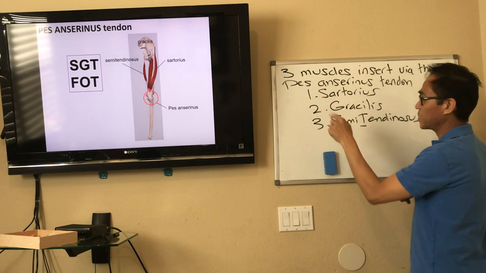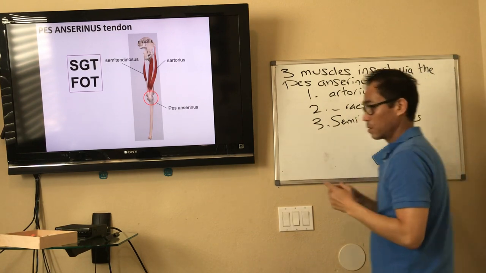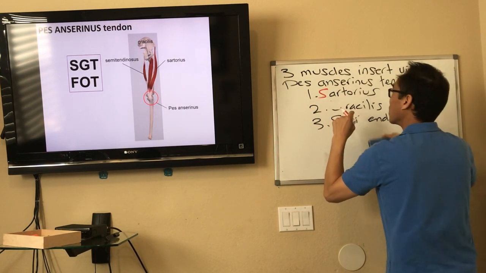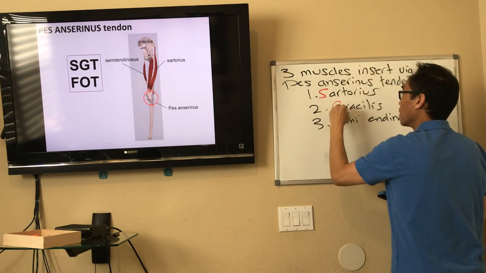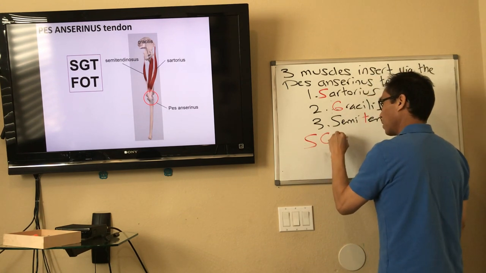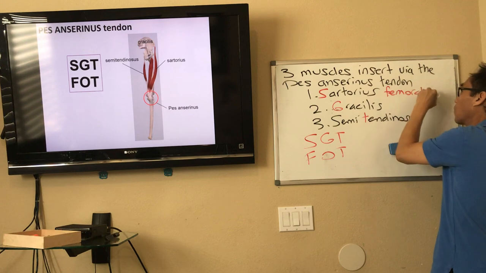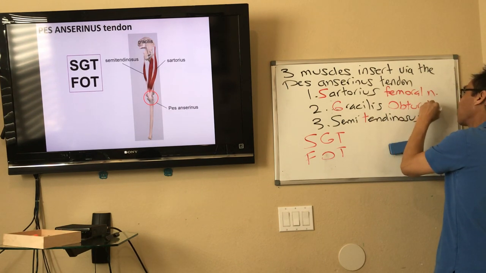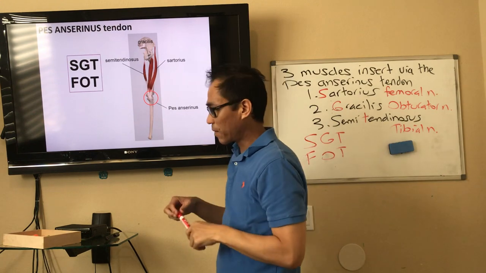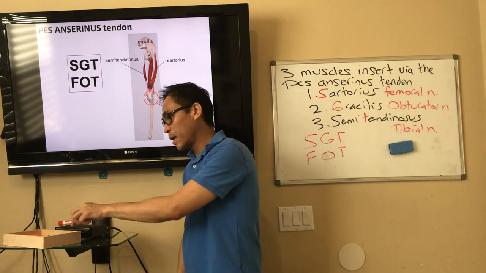So what I'll do is, the sergeant is SGT, maybe I'll use a different color. SGT for sergeant, FOT for foot: femoral nerve, obturator nerve, tibial nerve. Cool little anatomy fact there. They use one tendon, different nerves, but they're all from different compartments of the thigh that we talked about today.